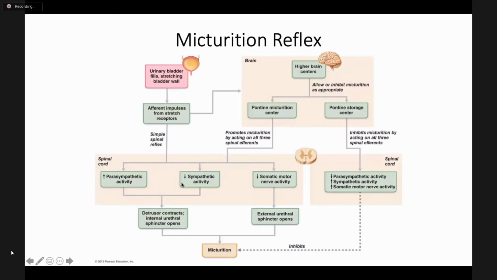Stretching goes to the spinal cord, and then from the pontine, for example the pontine storage center, this center actually allows or inhibits micturition. If the pontine storage center is activated, it will inhibit micturition by acting on all three spinal efferents. It will inhibit parasympathetic activity, increase sympathetic activity, and increase somatic motor nerve activity. So this will inhibit urination. I think you can go with the diagram. This is the sacral. This is the pontine micturition reflex.